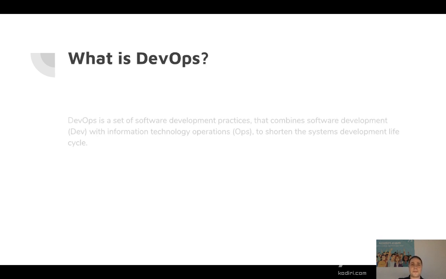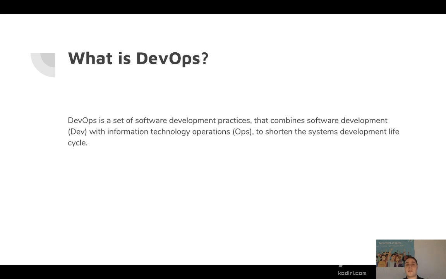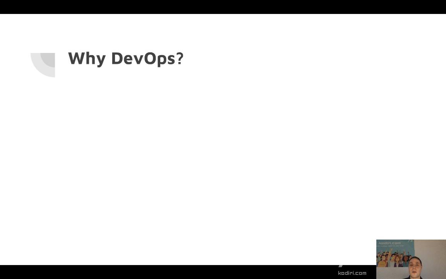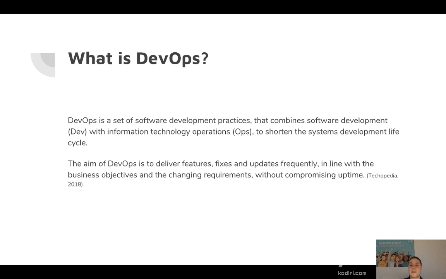So what is DevOps? It is a set of development practices that combine software development with information technology practices to shorten the systems development life cycles. The aim is to deliver fixes and updates frequently in line with business objectives and changing requirements, without compromising uptime.